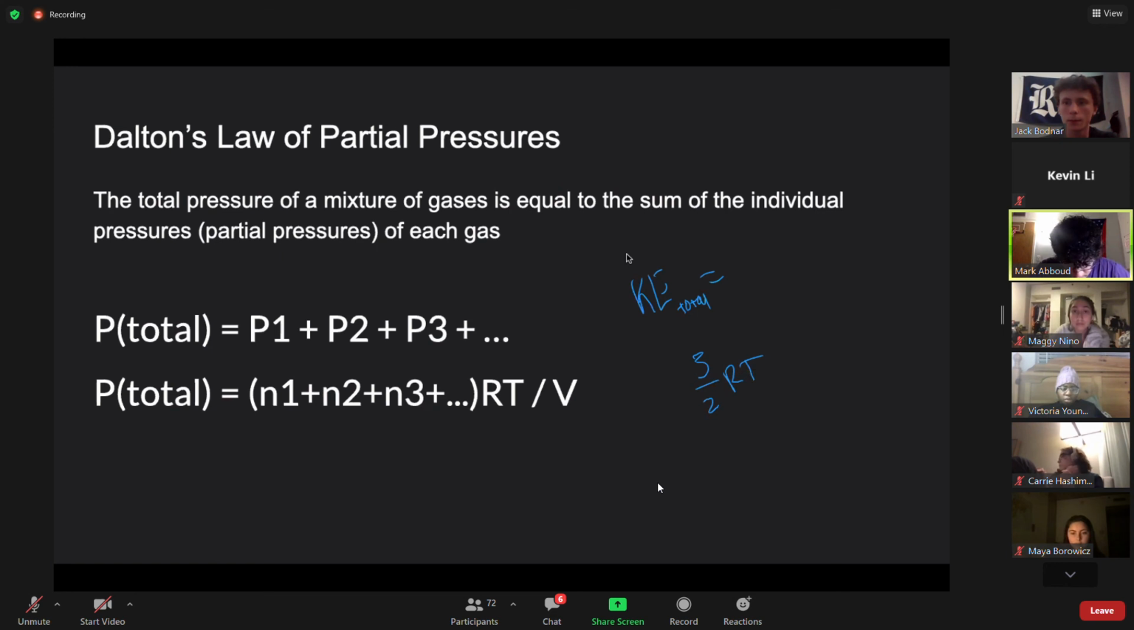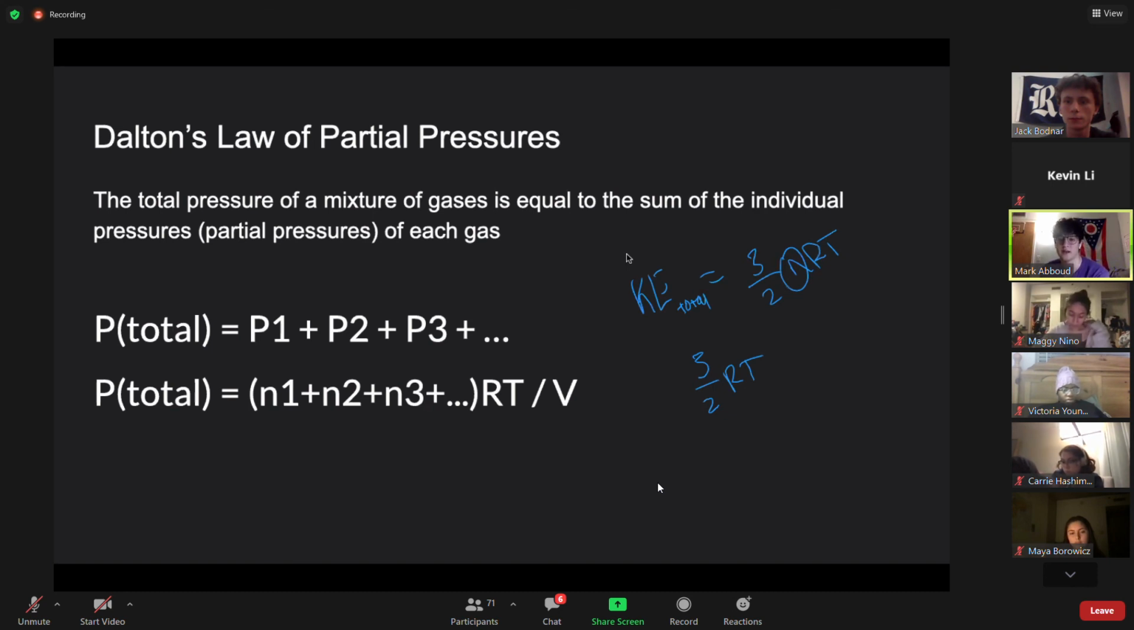Jack said the formula is wrong. On the slide, it has KE average as 3/2 nRT, and I think that's for KE total, not KE average. Yeah, that's right. So KE total is 3/2 nRT. When we multiply by the number of moles, that's how we get the total.